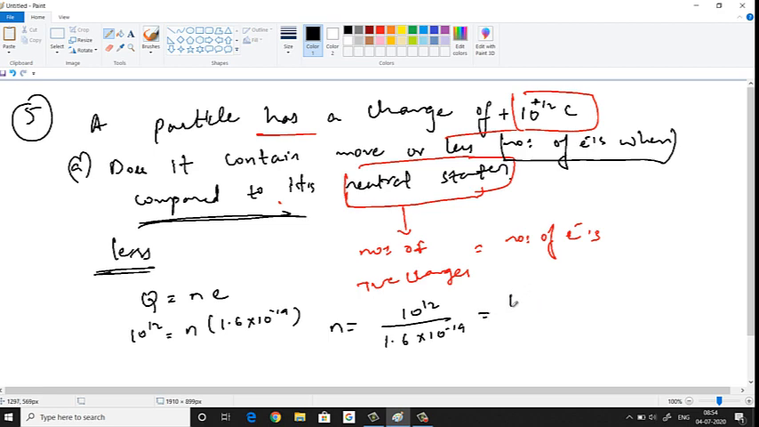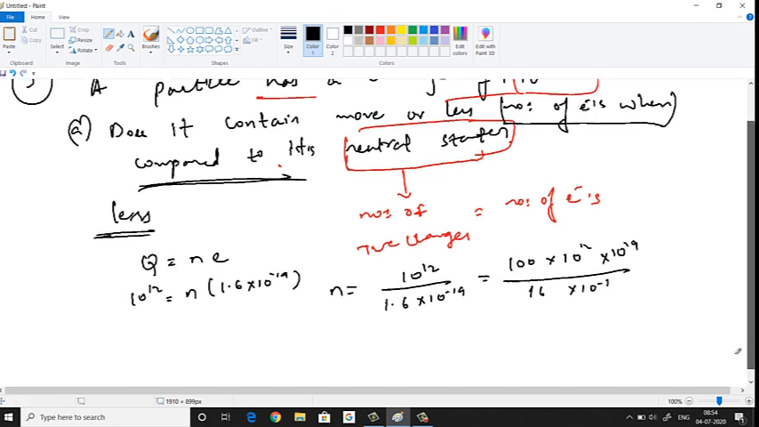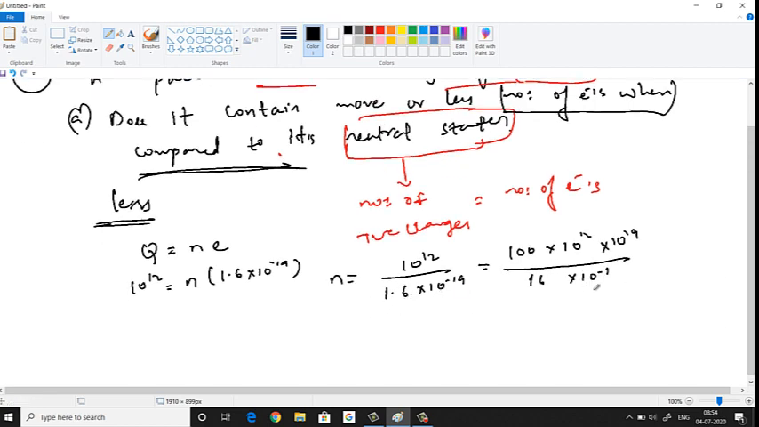So let me write 10 power 12 as 100 into 10 power 10, into 10 power 19, divided by 16 into 10 power minus 1. Can I write like that? Yes, obviously, 1.6 can be written as 16 into 10 power minus 1. Now see, 16, will it cancel 100? If I write 4 into 4, what will you get? 4 ones are 4, 25, like that.